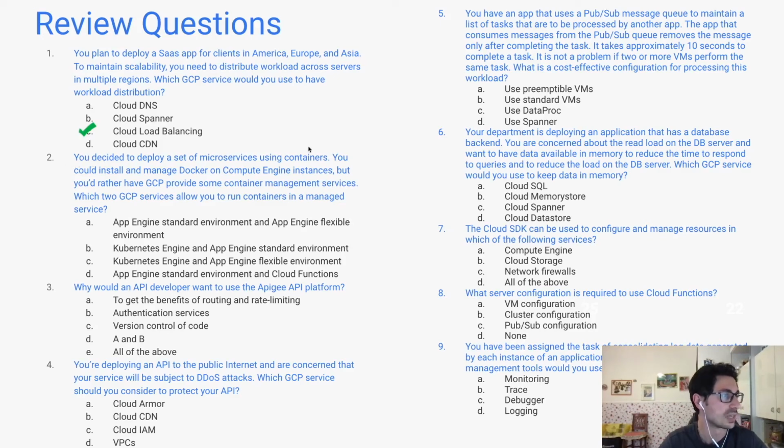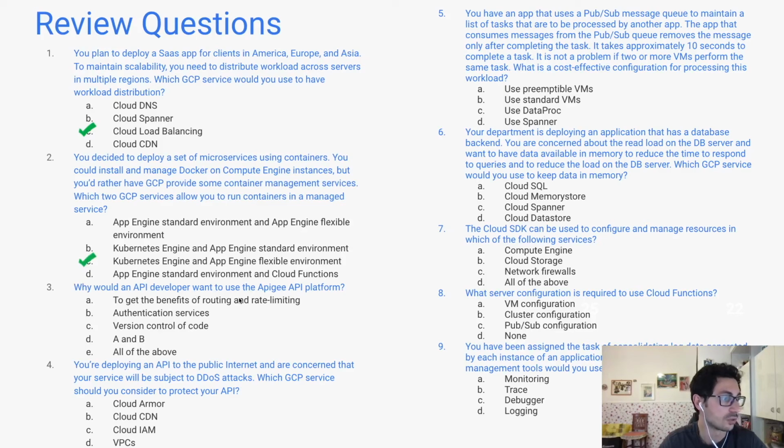You decided to deploy a set of microservices using containers. You could install and manage Docker on Compute Engine instances, but you'd rather have GCP provide some container management services. Which two GCP services allow you to run containers in a managed service? App Engine standard environment and flexible? No, standard environment is not containerized. Kubernetes Engine and App Engine standard? No. Kubernetes Engine and App Engine flexible environment? Yes. App Engine standard? No. So, C.